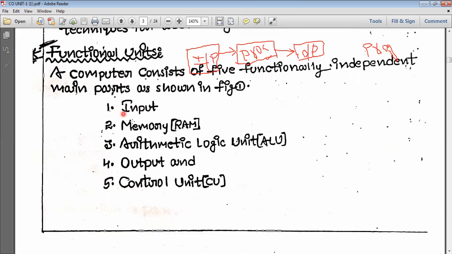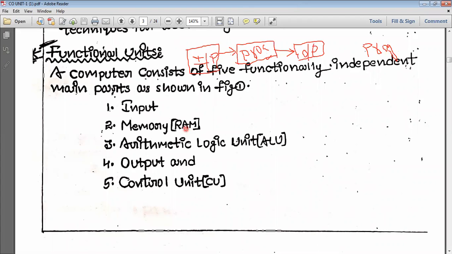What is the input here? Suppose we take the keyboard; from the keyboard we give the input. If we press any key on the keyboard, the corresponding ASCII code is generated and the corresponding letter is displayed on the monitor. Next, memory, RAM. If we write any program, a program means a sequence of instructions, and all the instructions are stored in memory.